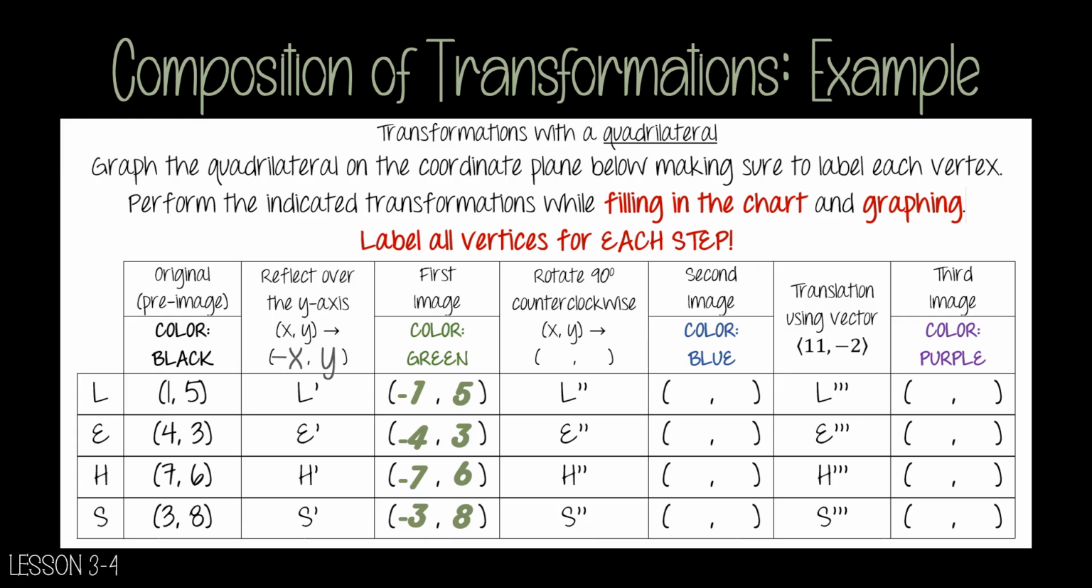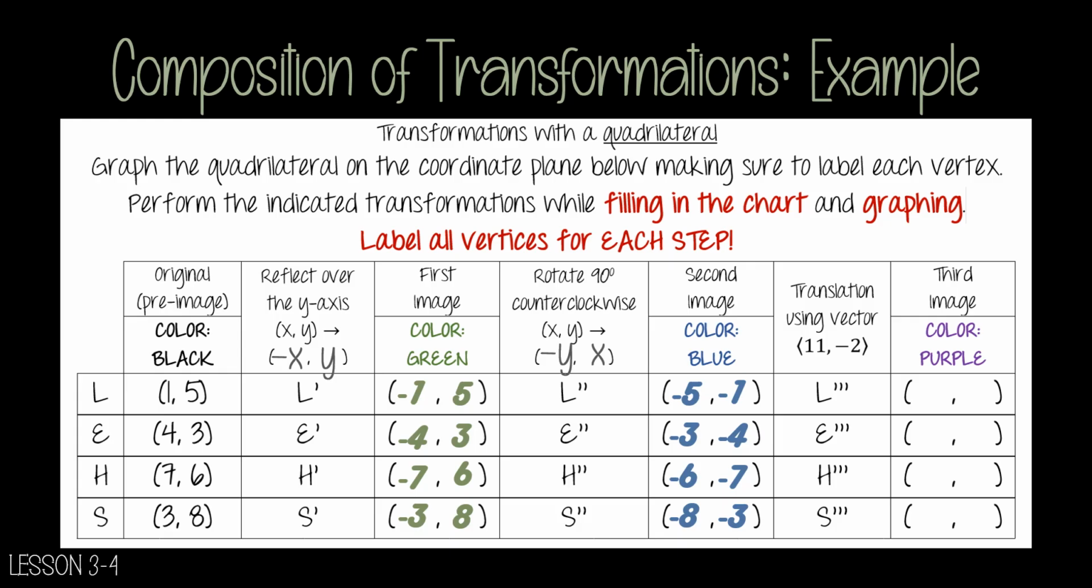Next, you have to do a rotation from the image we just got. Okay, we're not going back to the original. We're doing this in composition, which means we're doing them right after the other. So rotate 90 degrees counterclockwise. Here's our pattern. We have the opposite of y now in the front, and all the x's just move to the second spot. So take all your y's and change the signs and put them up front. Grab all your x's, don't change any signs, and put them last.